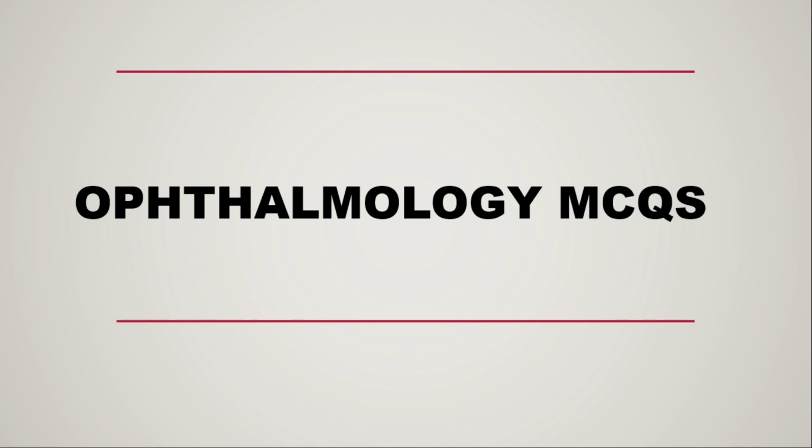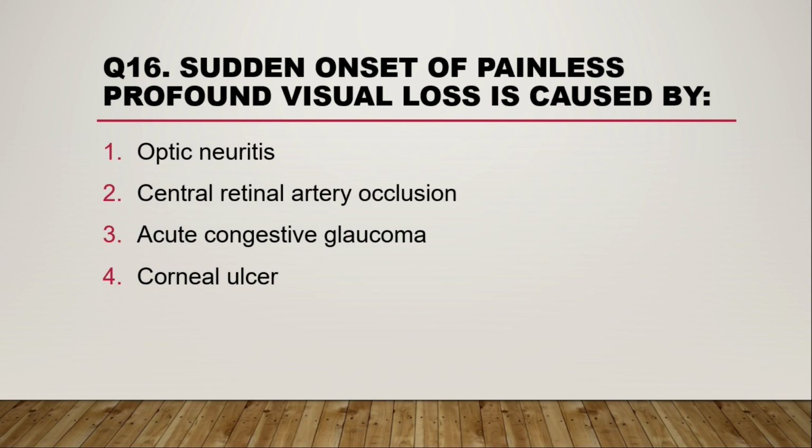So let's begin. Question number 16. Sudden onset of painless, profound visual loss is caused by Option 1, optic neuritis. Option 2, central retinal artery occlusion. Option 3, acute congestive glaucoma. And option 4 is corneal ulcer. The correct answer here is central retinal artery occlusion.